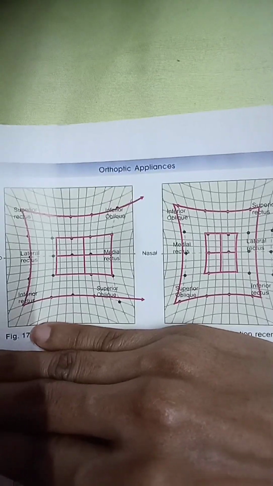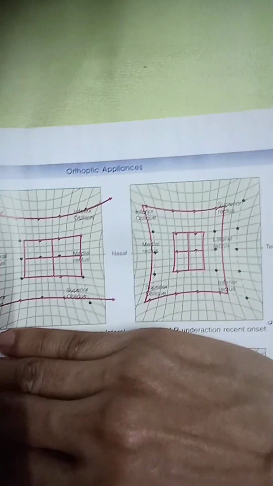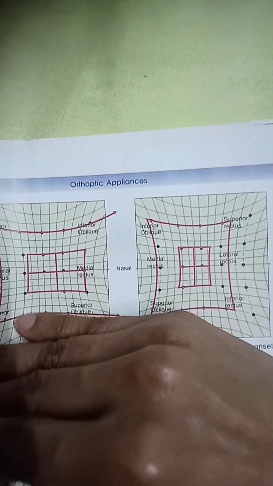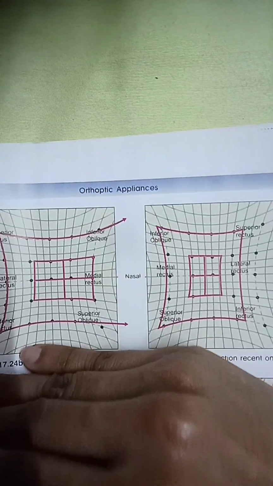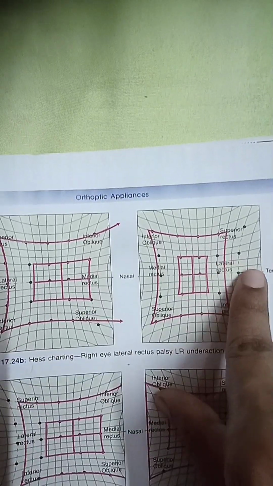So in this, what we'll see, which is the smaller field? The right eye. This is the right eye. This is the smaller field. So this is the eye that is affected. So what is limited? The abduction is limited here. Abduction is limited.